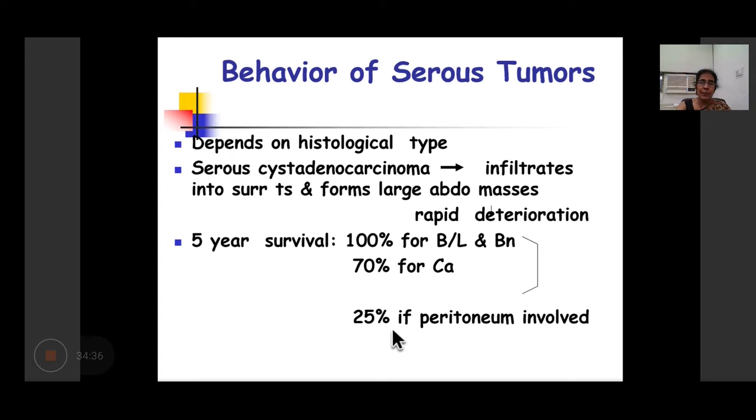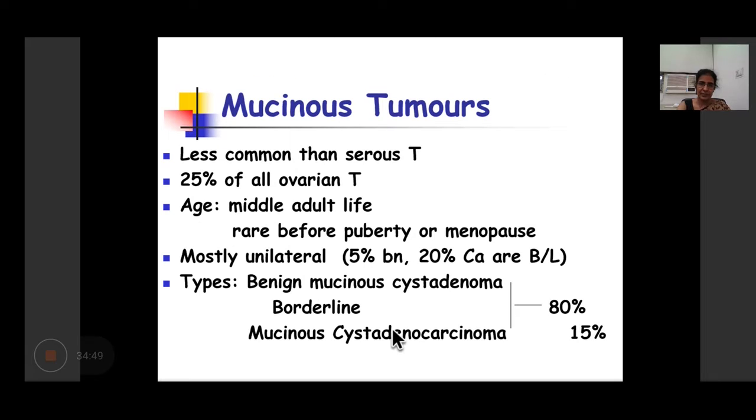So can we diagnose them, or can we suspect that they are malignant? We can do the CA-125 levels in the serum, which would be increased in the serous and mucinous tumors of the ovary. So the tumor marker which can be done is CA-125.